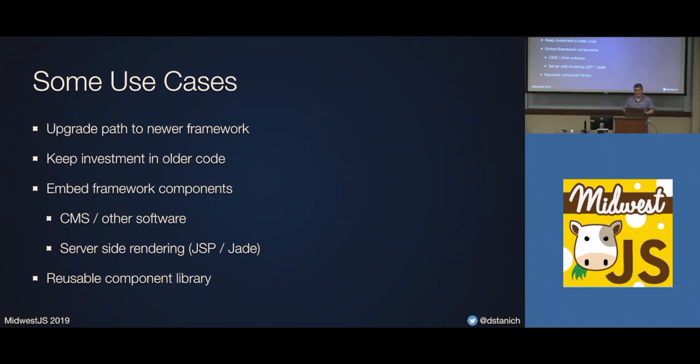The frameworks don't have to know about each other. You could also keep investment in older code. Say you have a really good application that's making tons of money and you don't want to touch any of that code, but all your new applications are written in React, and you want to add something to both the new and the old without having to write it twice. Well, you can do that by writing it in the new technology, exporting it, and then using it in the old technology. You could also embed it in frameworks that typically are harder to embed things in.